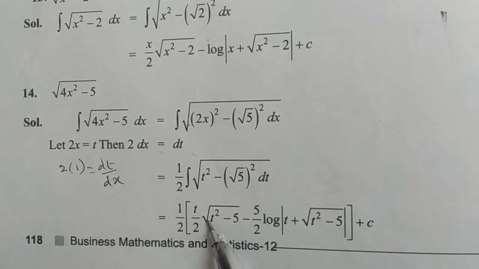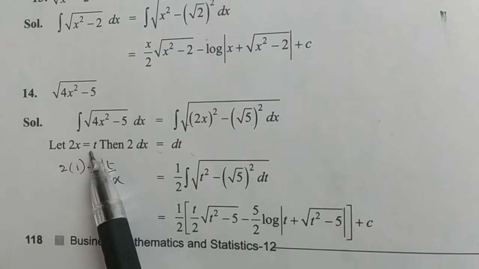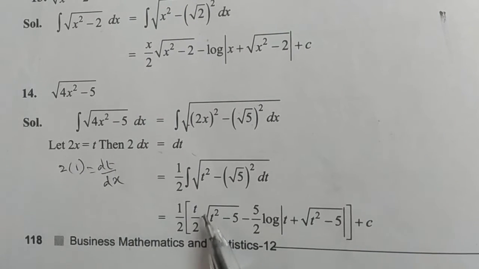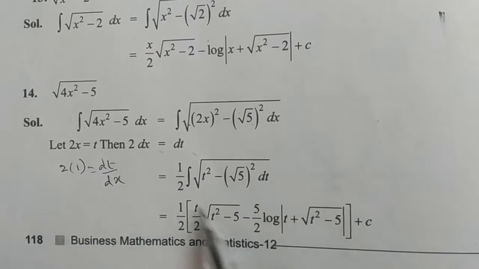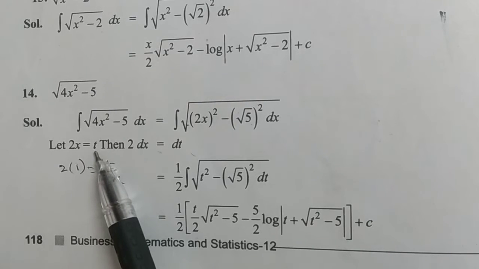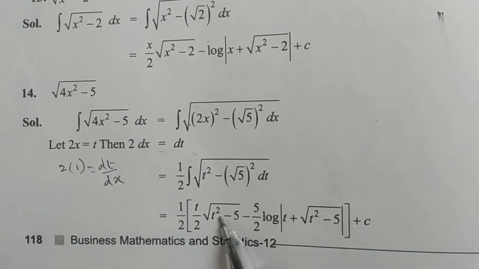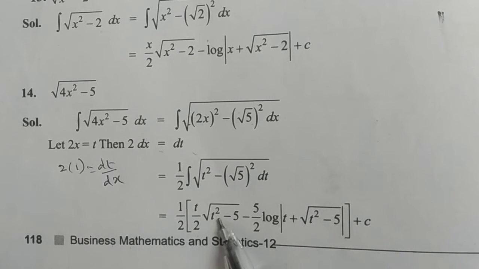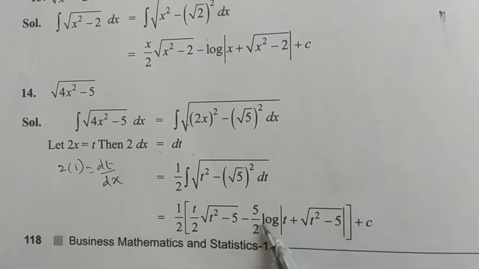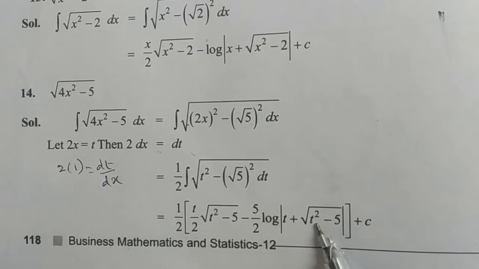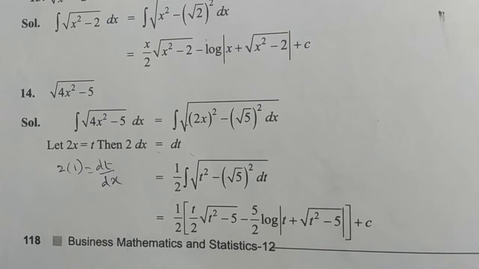Now what is the value for t? T value is 2x. Substitute here: 2x divided by 2 square root of t square, which is 4x square, minus 5, minus 5 by 2 log of 2x plus square root of 4x square minus 5, plus c.